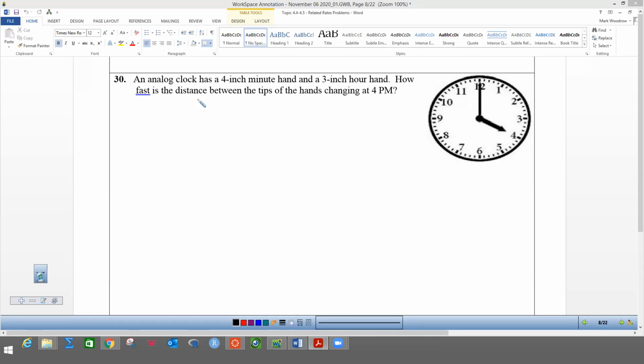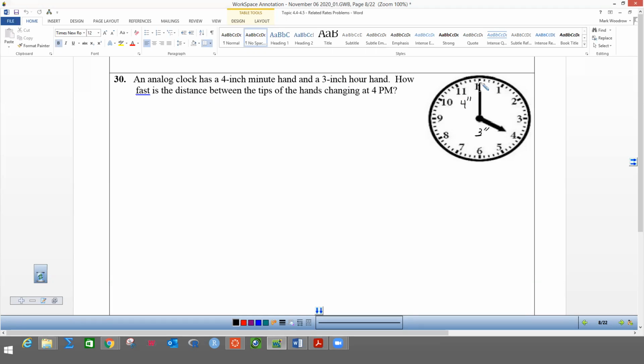Okay, this is 4445, problem number 30. We have a clock that has a 4-inch minute hand, so this side over here is 4 inches, and a 3-inch hour hand, so this is 3 inches. And we want to know how fast the distance between the tips of the hands is changing.